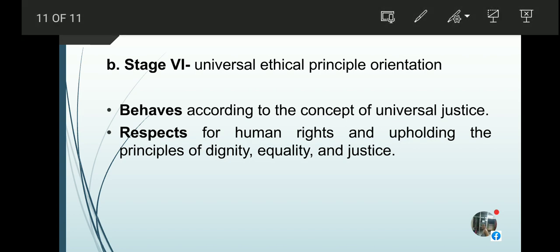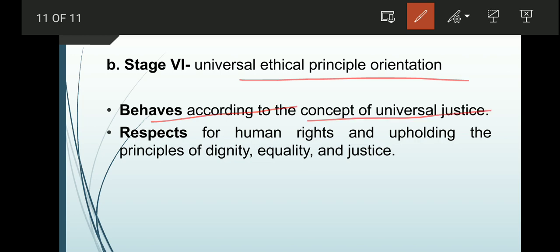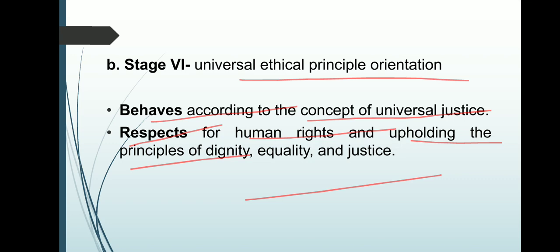In the stage 6 is universal and ethical principle orientation. Means that they behave according to the concept of universal justice. So they are not pasaway na. So respect for human rights and upholding the principles of dignity, equality, and justice. So that's the moral development of Lawrence Kohlberg.